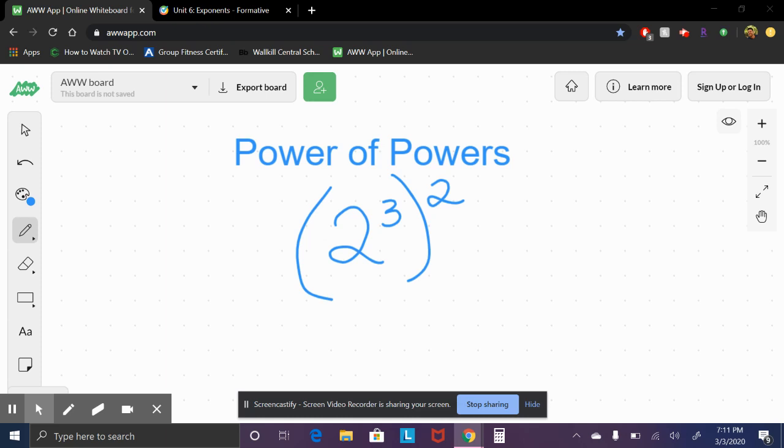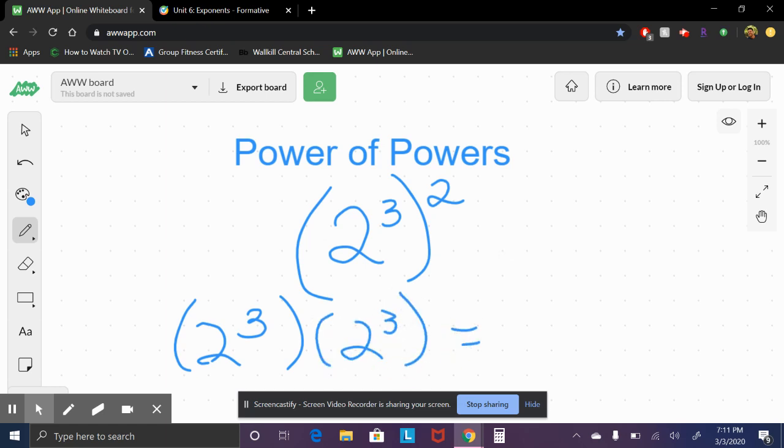The key to doing this is to write it out in expanded form to see the rule and what's going on. So 2 to the third to the second, when I write it out in expanded form, is 2 to the third times 2 to the third, right? Now, knowing the rules for products of powers, we know there's 3 2's here and 3 2's here, so there's a total of 6 2's. So that is 2 to the 6th power. And that's how you do the power of powers.